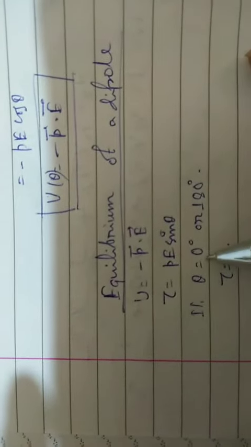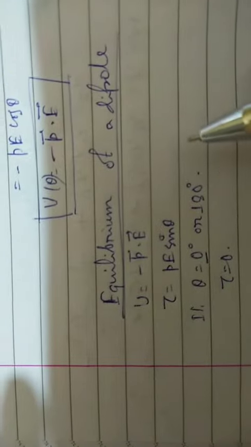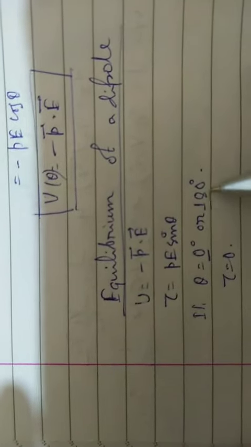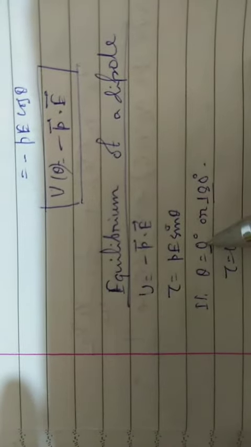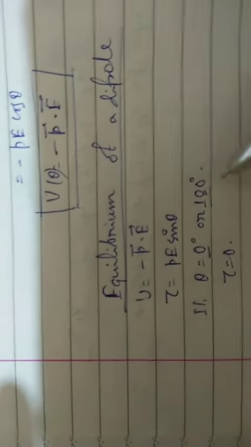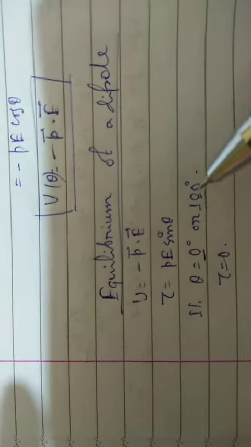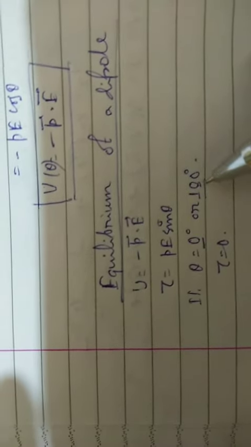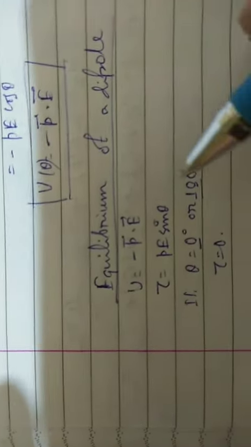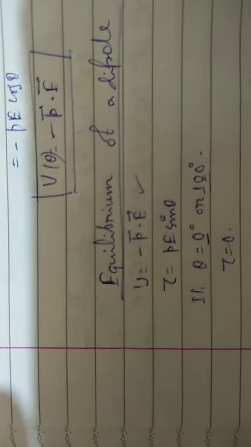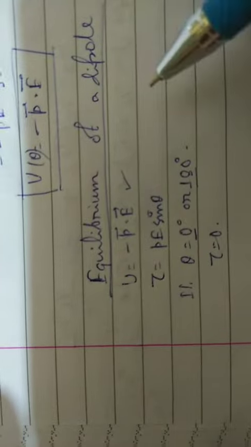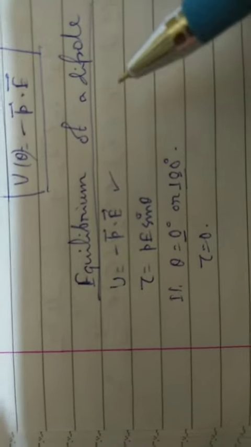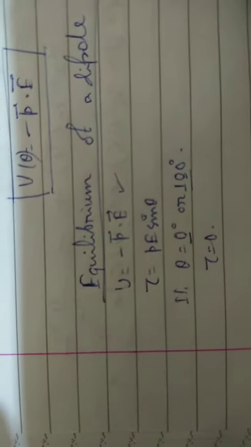So theta equals 0 is an equilibrium position of the dipole, as well as 180 degrees is also an equilibrium position, but one of them is stable and the other one is unstable. Now which one is stable and which one is unstable? For that we need to see the potential energy of the dipole. Always remember, at stable equilibrium the dipole will have the minimum potential energy.